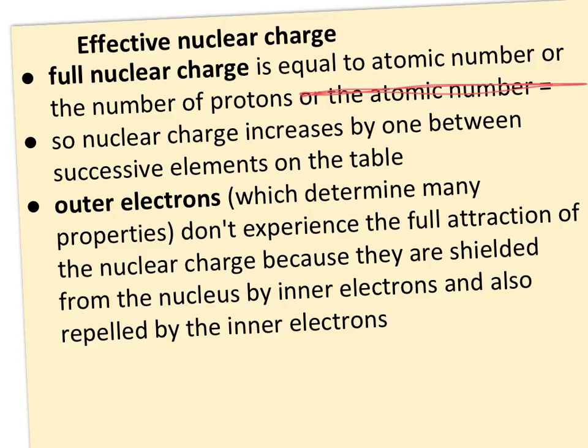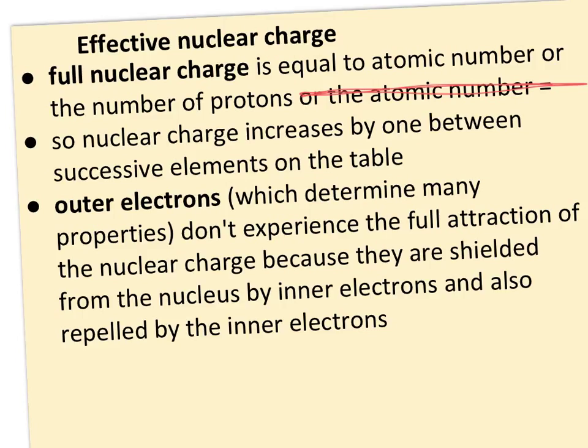Another concept you have to have a firm grasp of to understand these trends is this idea of effective nuclear charge. We talk about full nuclear charge and effective nuclear charge, and think of it kind of like your paycheck. You have your gross pay, which would be your full pay if there were no taxes, and then you have your net pay, which is what you actually end up with because they take taxes and other things out. So full nuclear charge is equal to the atomic number, which is the number of protons. So it's a positive value equal to the number of protons.